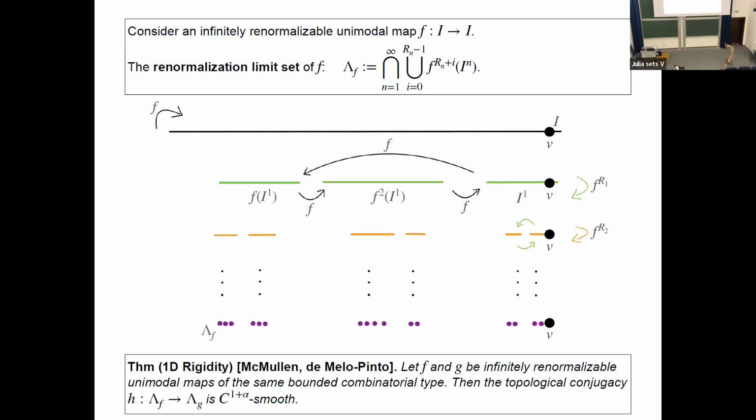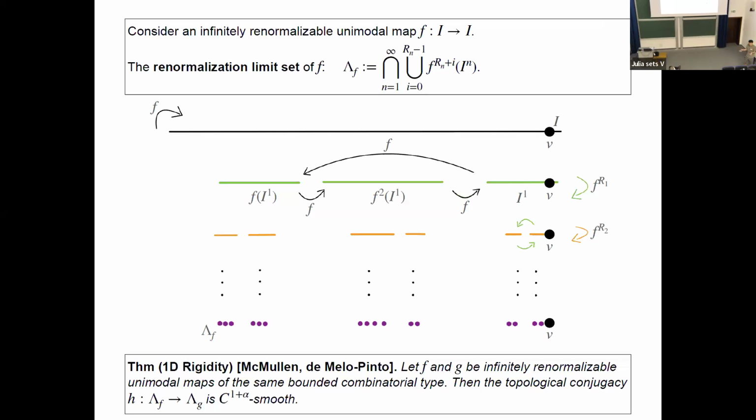So this is a result from McMullen in the quadratic-like case and de Melo–Pinto in the general smooth case, is that you have actual rigidity of allowable small scale geometry for infinitely renormalizable maps. Okay? So formally stated, it's like this. If you have two maps which are infinitely renormalizable and you have a topological conjugacy between the two renormalization limit sets, then this conjugacy is actually forced to be C^{1+α} smooth.